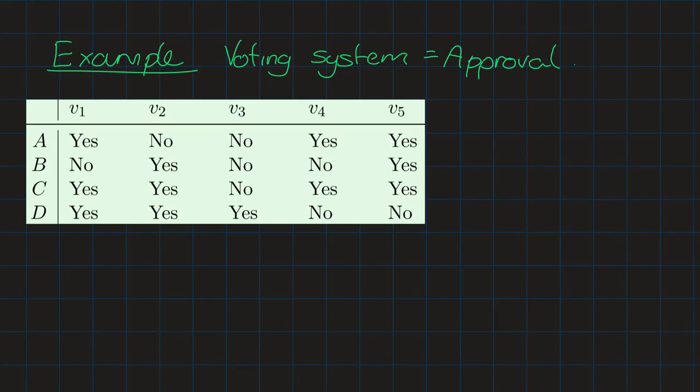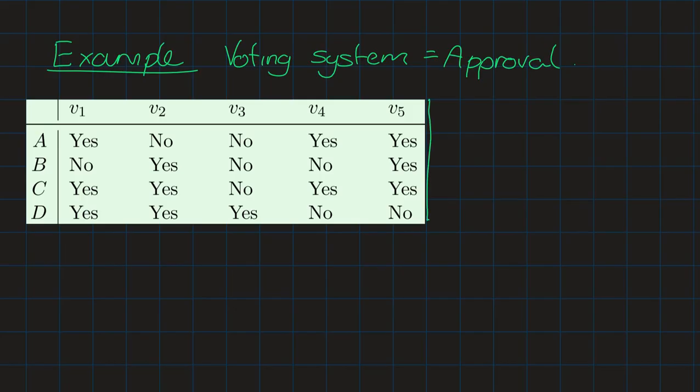Here's how I'm conveying the voter profile. V1, V2, V3, V4, V5 are the voters. So there are 5 voters and these are the alternatives. And then simply the yes and the no convey whether they approve or not.